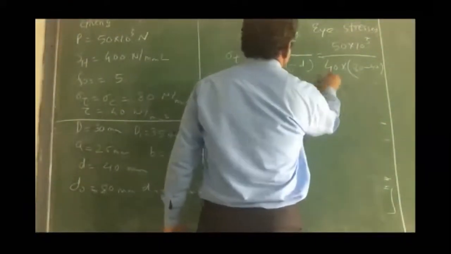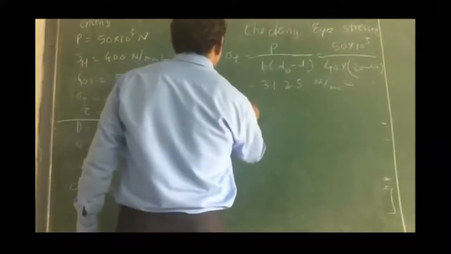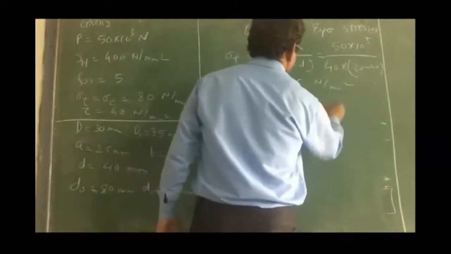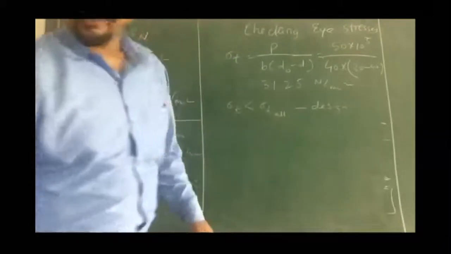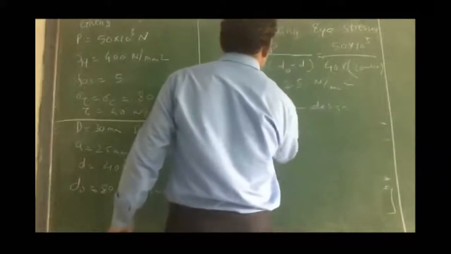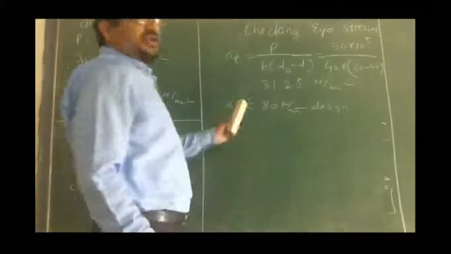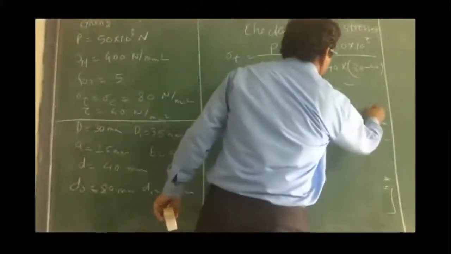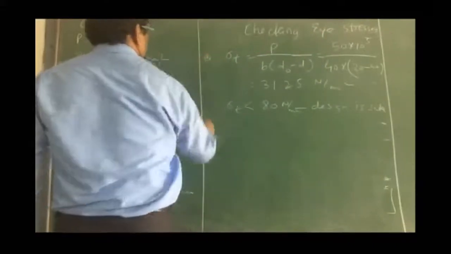31.25 Newton per mm square. Now what is the allowable sigma T? This sigma T is less than sigma T allowable, right? Let's put the allowable as 80. So the stress in our joint is 31.25, which is less than that, so our design is safe. So this is the first part.